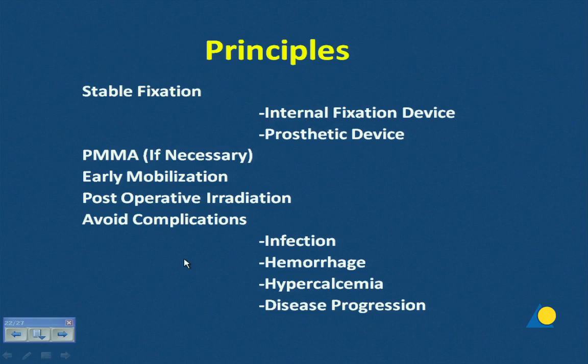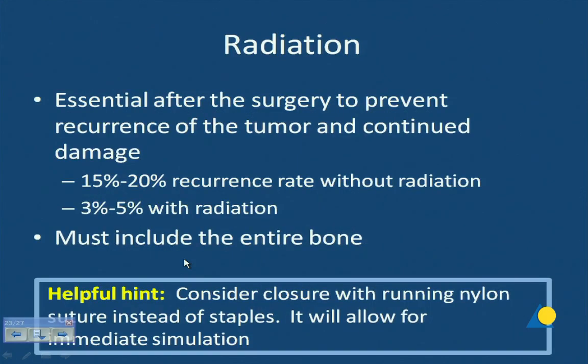Post-operative irradiation is certainly required, and you need to try to avoid complications, including infection, hemorrhage, hypercalcemia, and disease progression. Radiation is absolutely essential in these patients in order to prevent local recurrence of the disease and continued damage. You have to irradiate the entire area that was surgically approached. So with a nail, that means the entire bone. If you do not radiate, you have a 15 to 20% chance of recurrence locally at that limb. If you do radiate, that drops it down to 3 to 5%. Even though that doesn't drop it down completely to zero, it often buys time for you to allow that patient to have a stable limb that doesn't give them a problem while they are still alive from their disease.